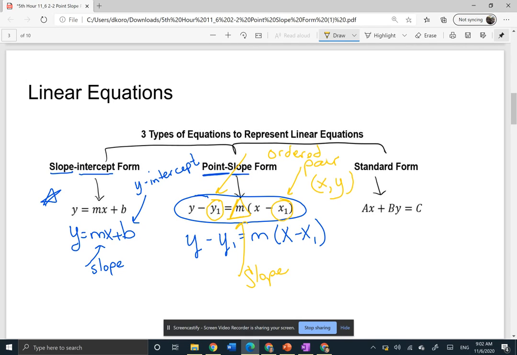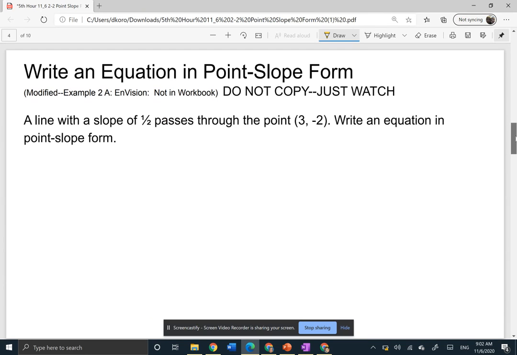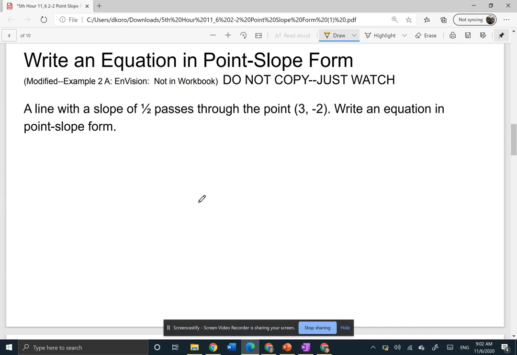Standard form we're going to do after this lesson. Okay, after we're finished with lesson 2, we're going to move on to lesson 3, which is standard form. So that's not today. All right, moving forward. We're going to write an equation in point slope form. And for this one, I don't want you to do anything. I just want you to watch.